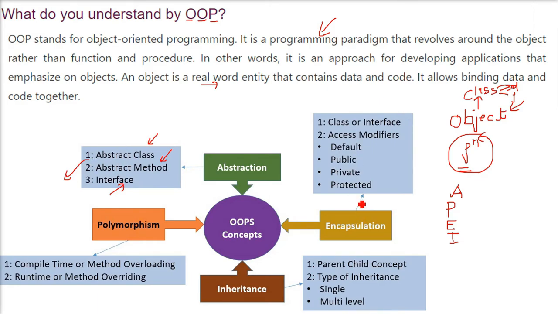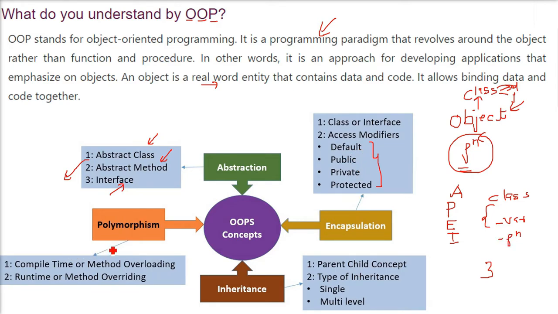Similarly, we are talking about encapsulation. Whenever we are making a class, it acts like a capsule. In this capsule, we are fitting the variables or the data, and the functions. These functions will be operating on these variables. Along with this, we have the access modifiers, which are default, public, private, protected.